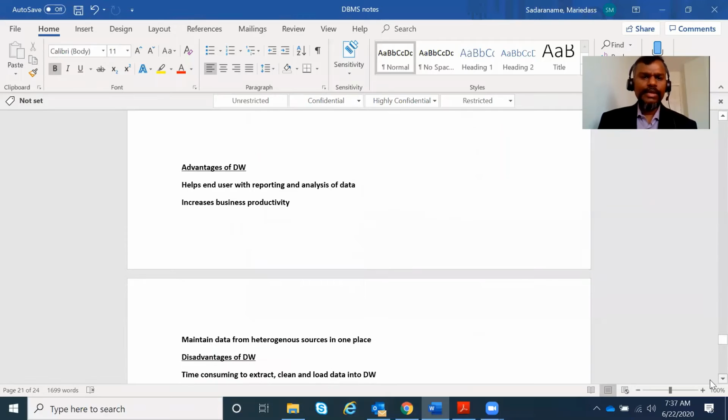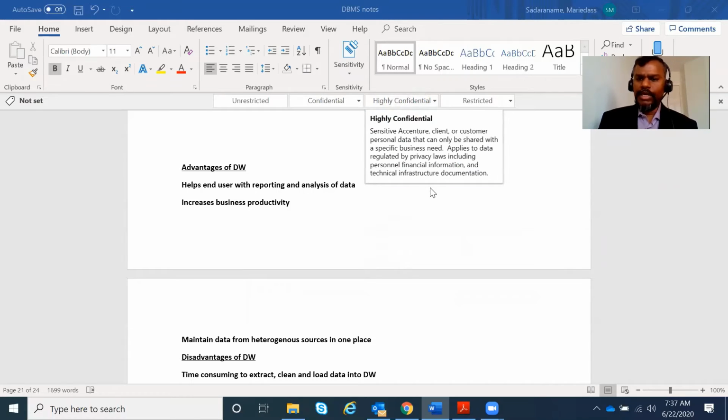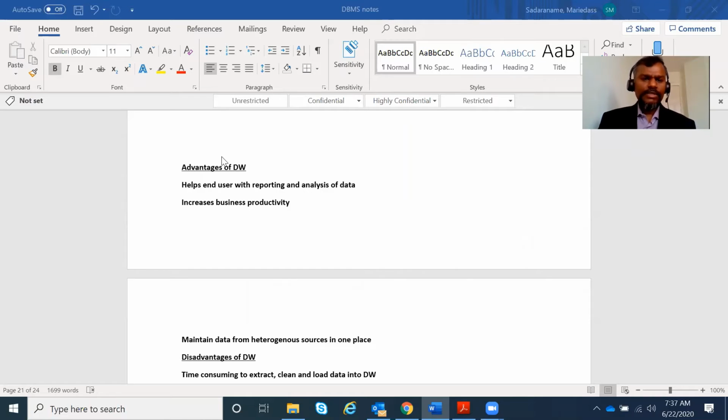Okay, so I quickly want to run through the advantages. So advantages of data warehouse. Okay, very good. Two people confirmed. Go ahead and go over them. Thank you. So advantages of data warehouse.